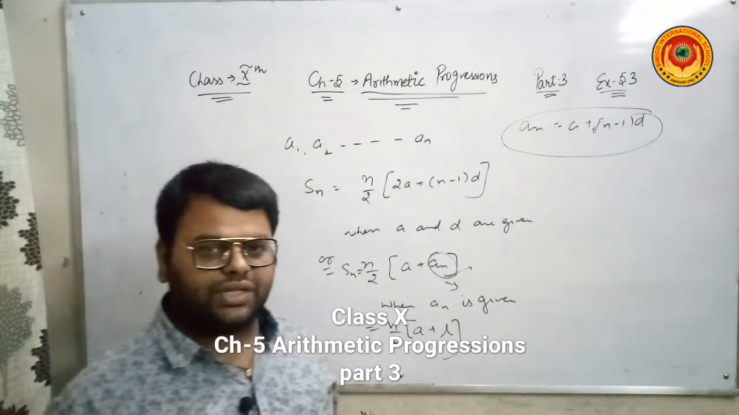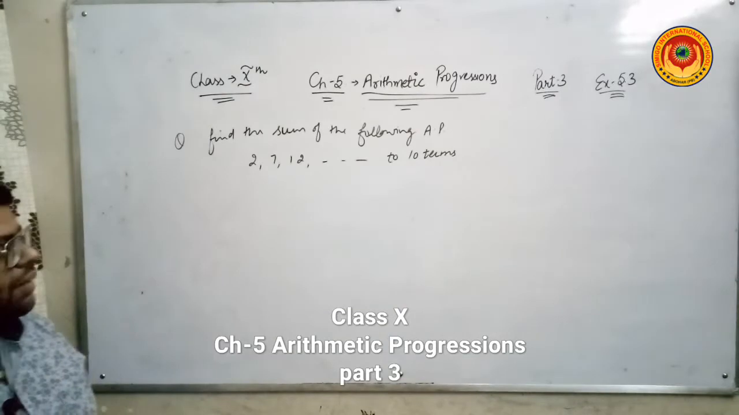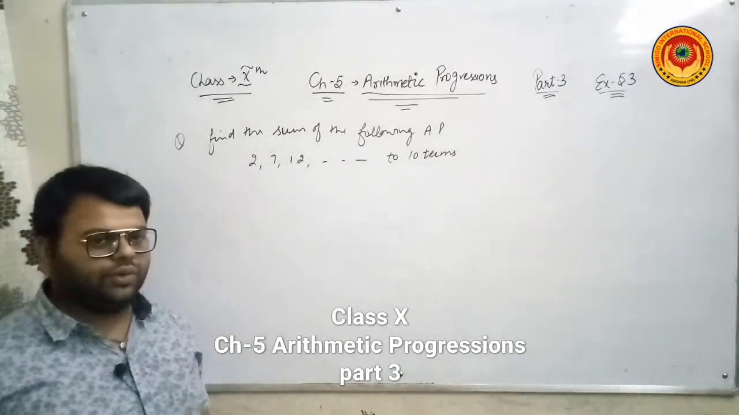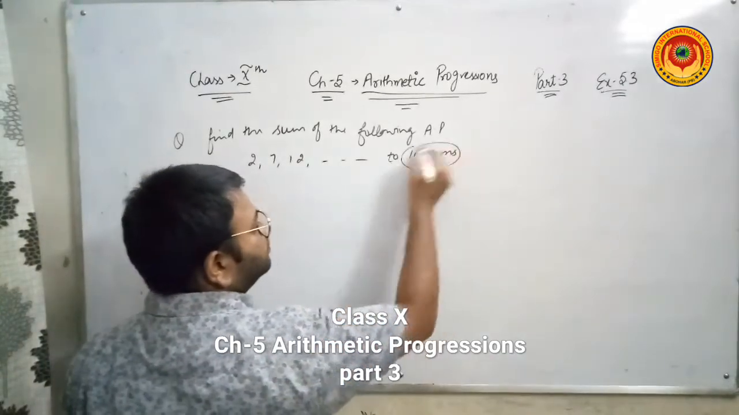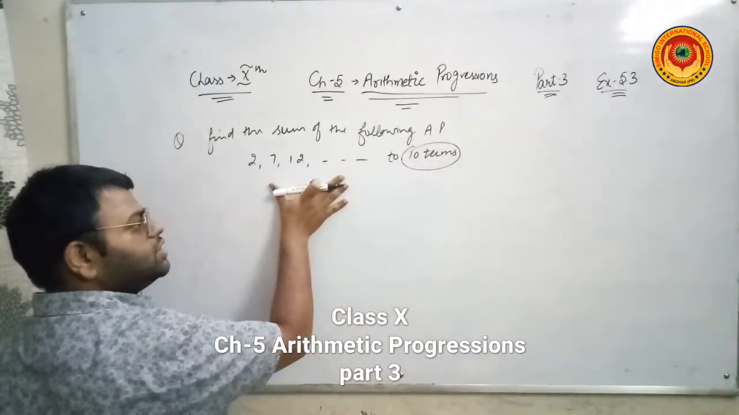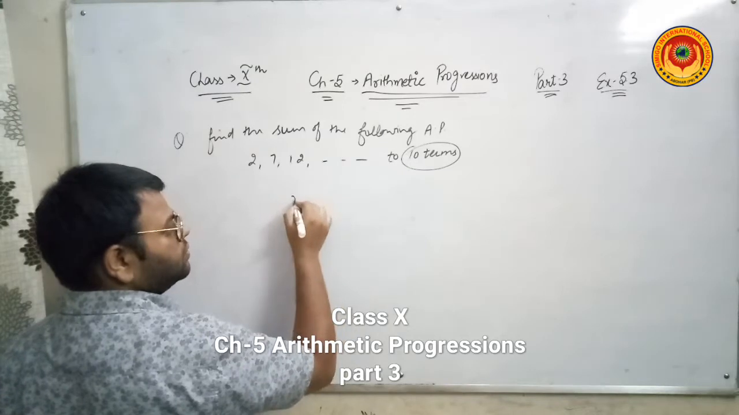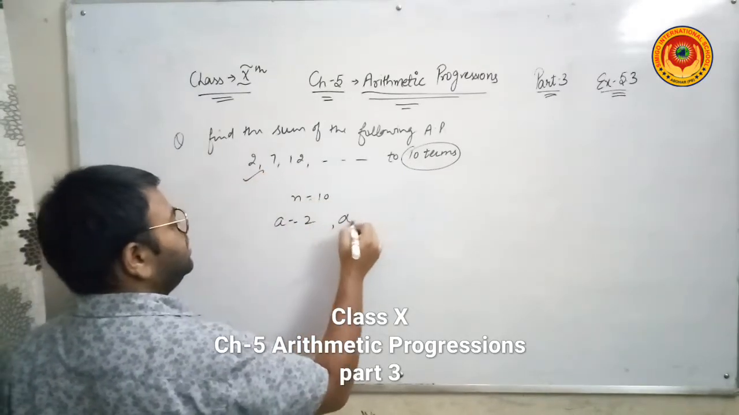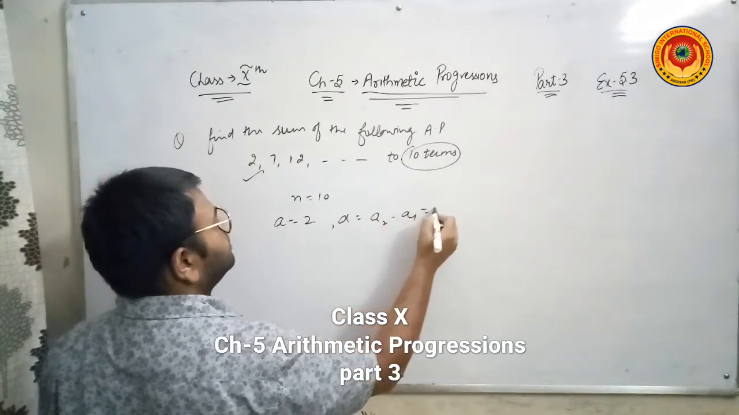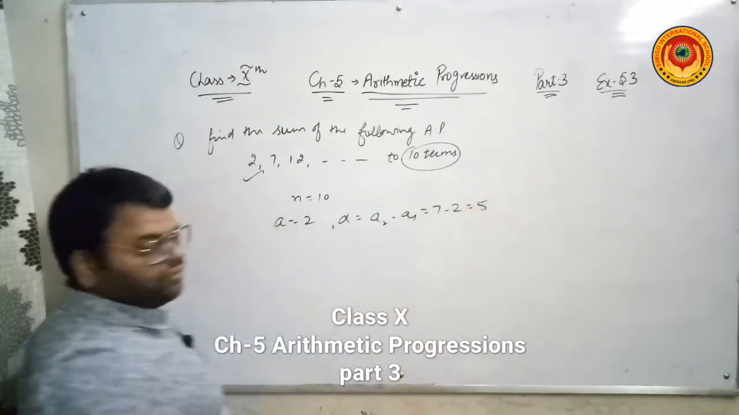So today's first question is: find the sum of the following AP. The AP is 2, 7, 12, and so on, to 10 terms. What is 10 terms? It means you have 10 terms in this sequence. This is not a term, this is the number of terms. So what is your a? 2. What is d? Second term minus first term, 7 minus 2, 5.